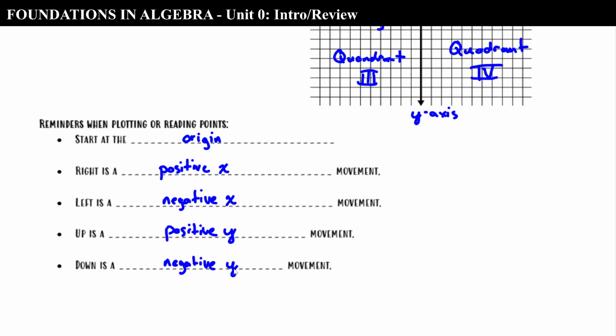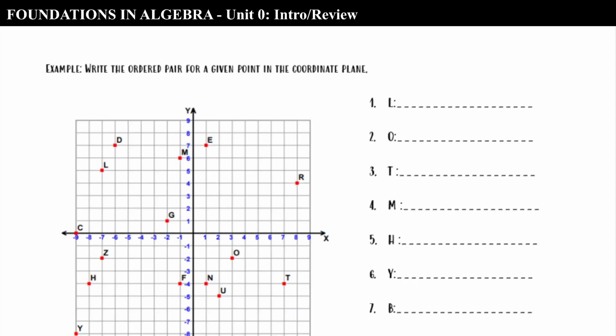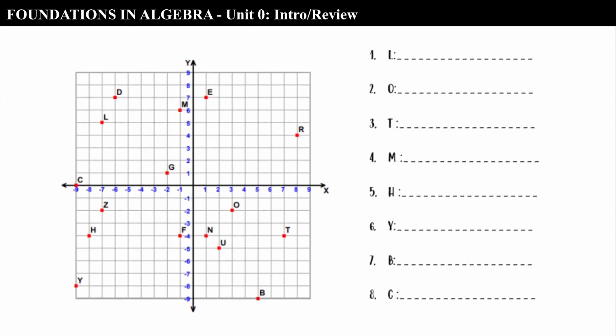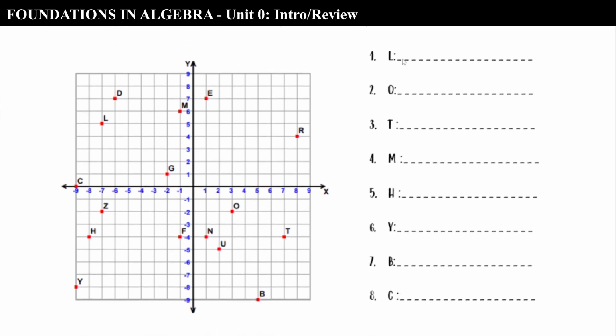So now that we've done all of this, let's do a few examples, and I think you're going to find this rather easy to follow. We're going to write the ordered pair for each given point. We're going to find L first. You follow the x-axis to where L is, so back to -7, and then up along the y-axis to 5. So -7, 5 is the coordinates for L.